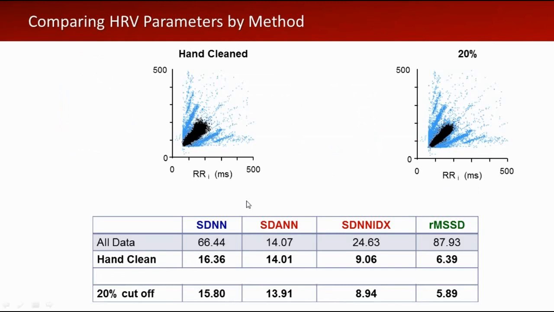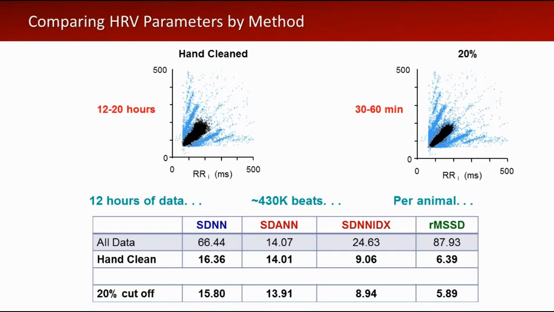And just to reiterate why this is so important for us, the data I've presented is 12 hours of mouse ECGs, which is about 430,000 heartbeats per animal. To do a hand clean of a data set of this size would conservatively take 12 to 20 hours on a good day. And to do the same analysis on the same amount of data with Data Insights, we're talking about an hour of cleanup. That's a significant time savings for us, and we're very excited about the opportunities for this. It really improves our efficiency and data throughput.